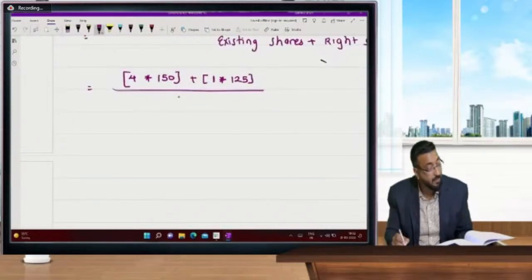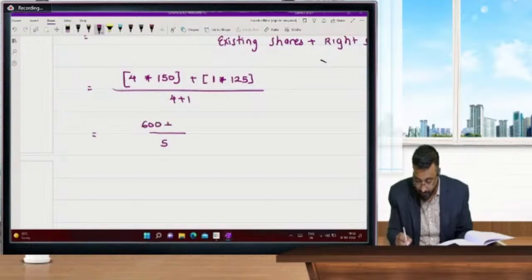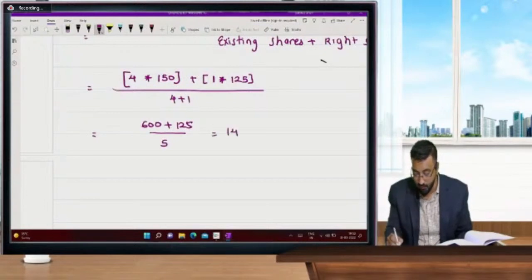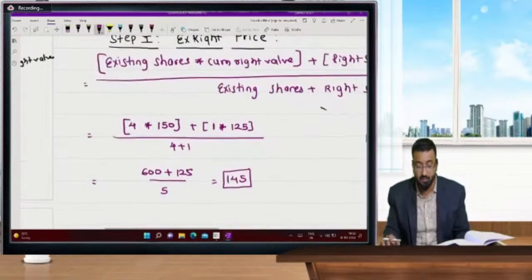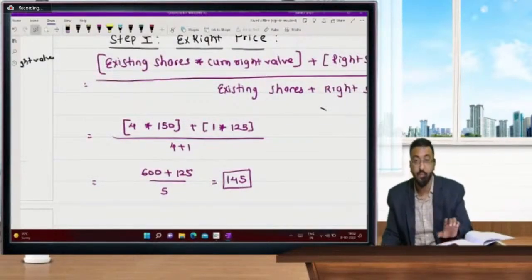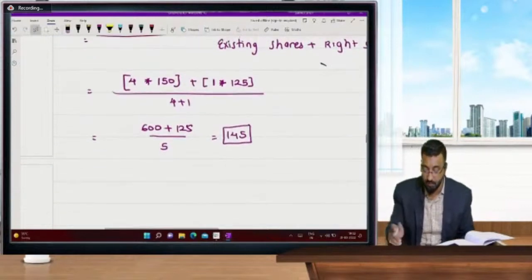And now after the right issue, how many shares are there? 4 plus 1, 5 shares. 600 plus 125, 725, divided by 5. It is 145. Did you understand the ex right price? Understood in detail? Yes. So this is step number 1.